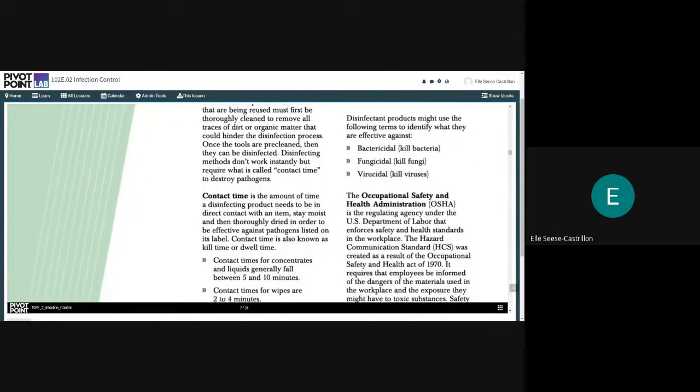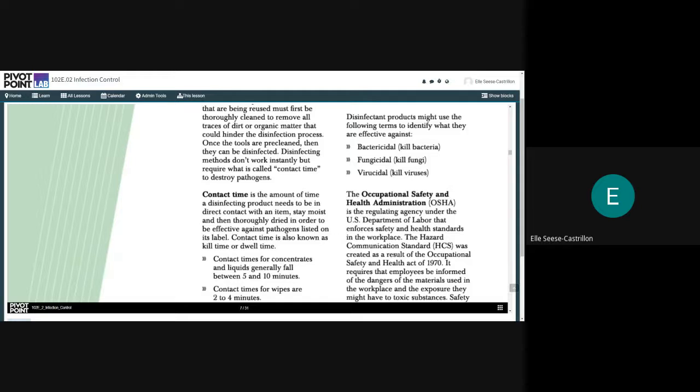Disinfectant products might use the following terms to identify what they are effective against. So if you see this on the label, pick it up. This is going to be a good disinfectant. So bactericidal, fungicidal, and virucidal. You also want to make sure that your disinfectant is hospital grade disinfectant, which means it's going to help kill HIV. It's going to help kill hepatitis, tuberculocidal.